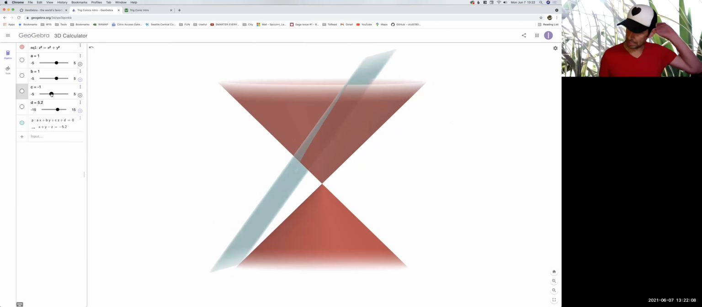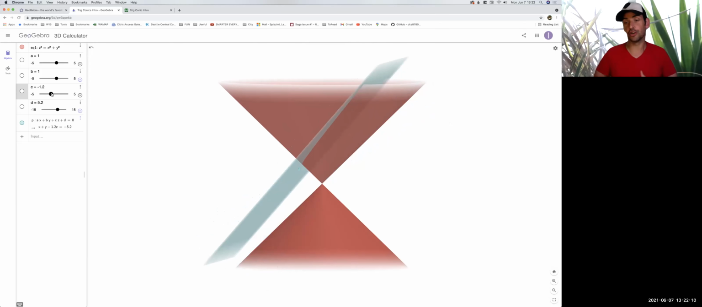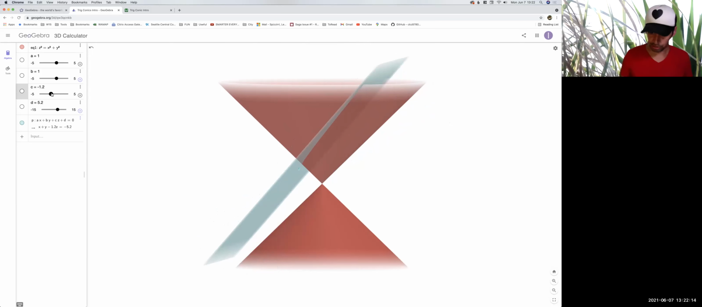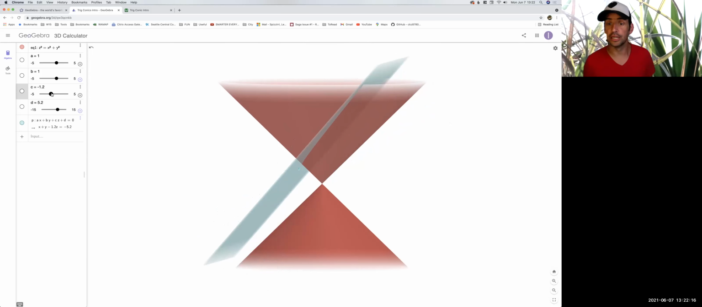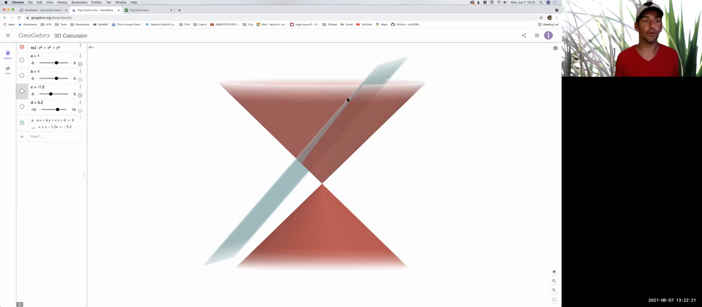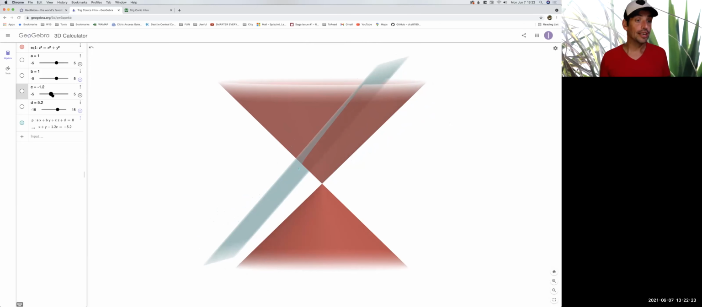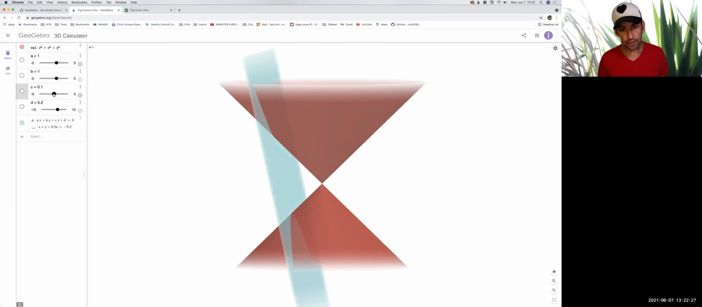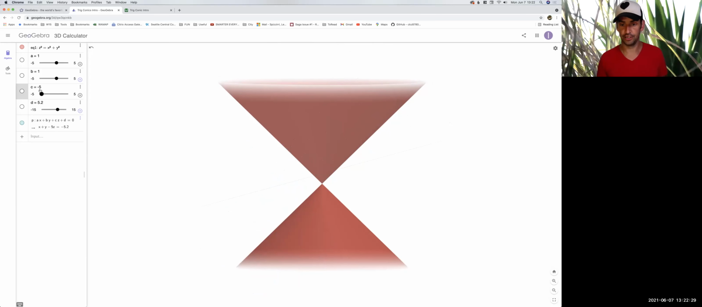Just to be clear, imagine this cone going off infinitely in all directions and the plane going off infinitely. The computer just stops rendering them at a certain point, so don't let these edges fool you. They would both just keep going forever. Depending on how I intersect these, the shape of those intersections is different.